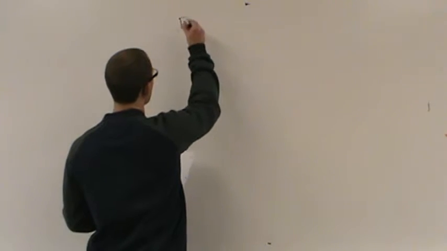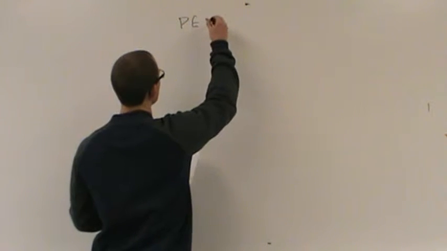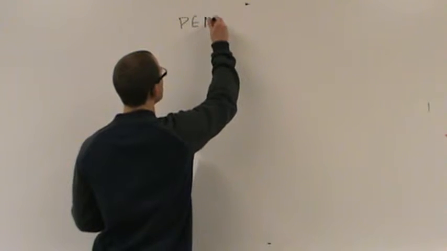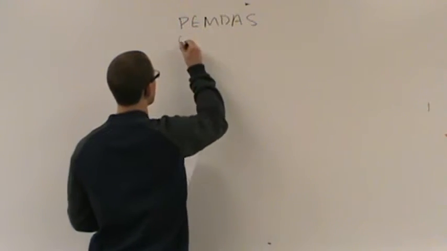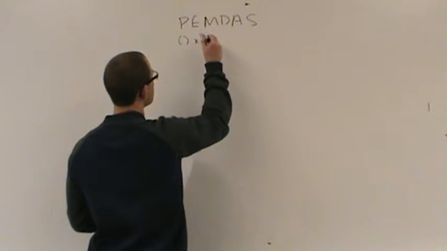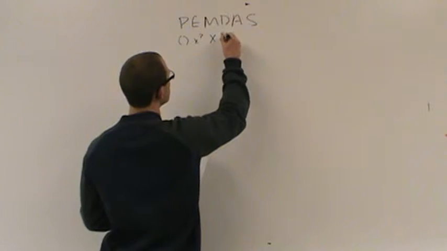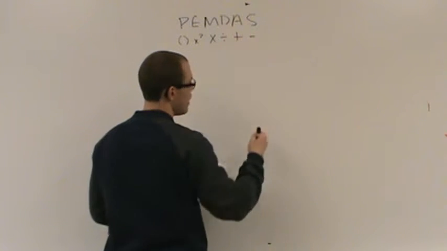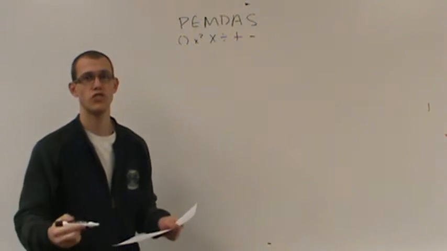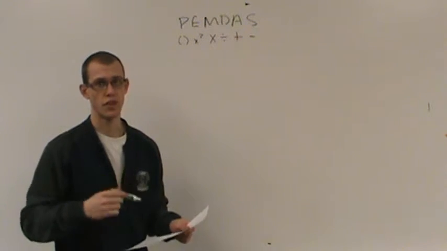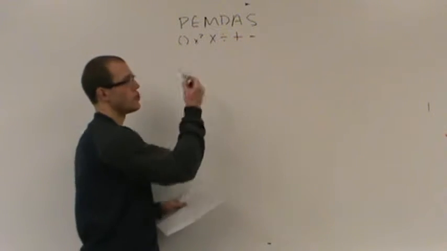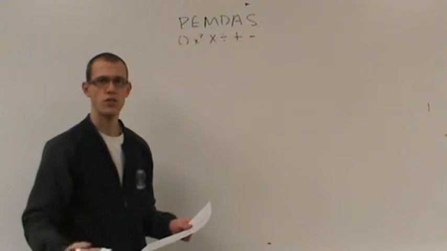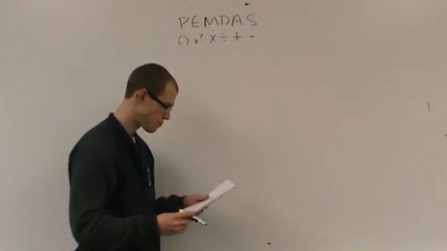So PEMDAS, remember it stands for parentheses, exponents, multiply, divide, add, subtract. So I'm just going to write those down right here so we can see them a little bit better. And now remember, when we do PEMDAS, we're actually doing it backwards to solve equations. So we're doing PEMDAS backwards. We're going to start with the S, subtraction, work our way to the parentheses. So with that being said, let's start with our first problem.